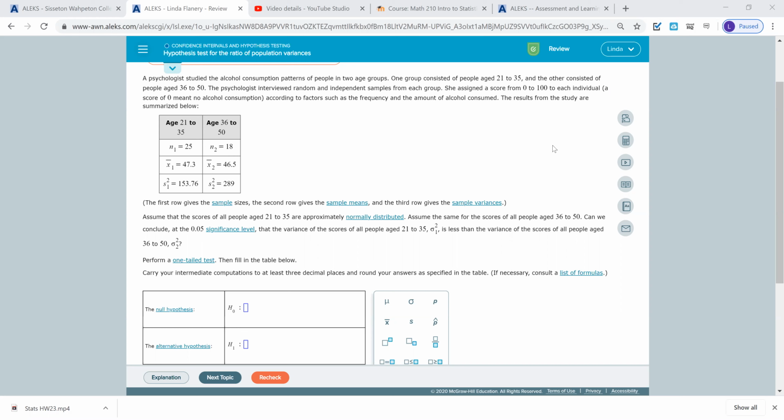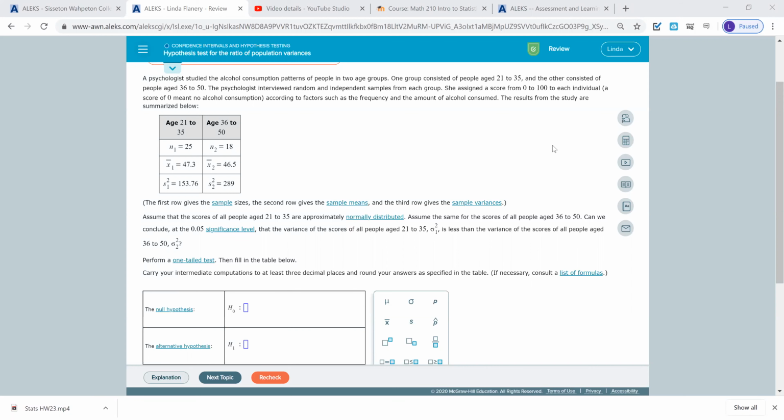It says, the psychologist studied the alcohol consumption patterns of people in two age groups. One group consisted of people aged 21 to 35, and the other consisted of people aged 36 to 50. The psychologist interviewed random and independent samples from each group. She assigned a score from 0 to 100 to each individual. A score of 0 meant no alcohol consumption. According to factors such as frequency and the amount of alcohol consumed, the results from the study are summarized below. So we have our table for age 21 to 35 and then 36 to 50.